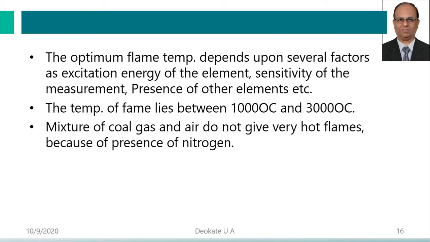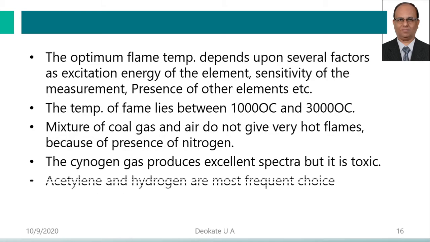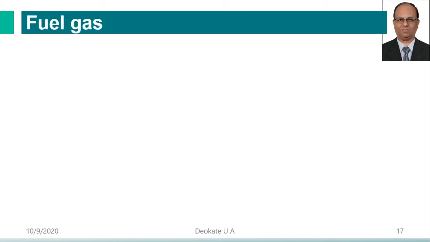A mixture of coal gas and air does not give a very hot flame because of the presence of nitrogen. So we are generally using air and coal gas, that is known as cooking gas. It is also called a cold flame because it is not too hot, because it contains nitrogen. Cyanogen gas produces excellent spectra, but it is toxic and very difficult to handle. Acetylene and hydrogen are the most frequent choices, but your simple laboratory flame photometer uses cooking gas.